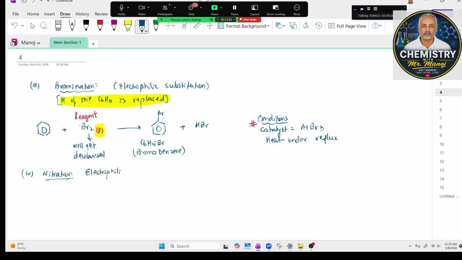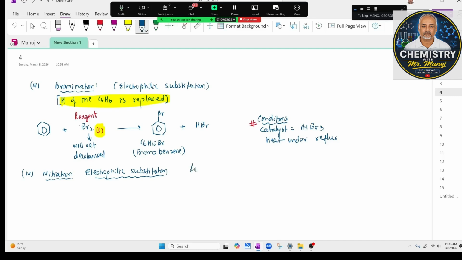So let me just write this down. The moment I say electrophilic substitution, don't forget, it means the H of the benzene ring is going to get kicked out and replaced by whoever you're trying to bring in. Okay, so that's the general idea.